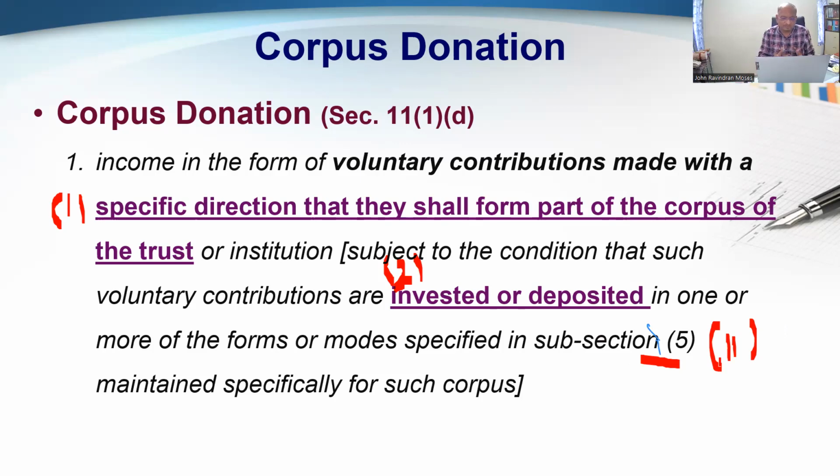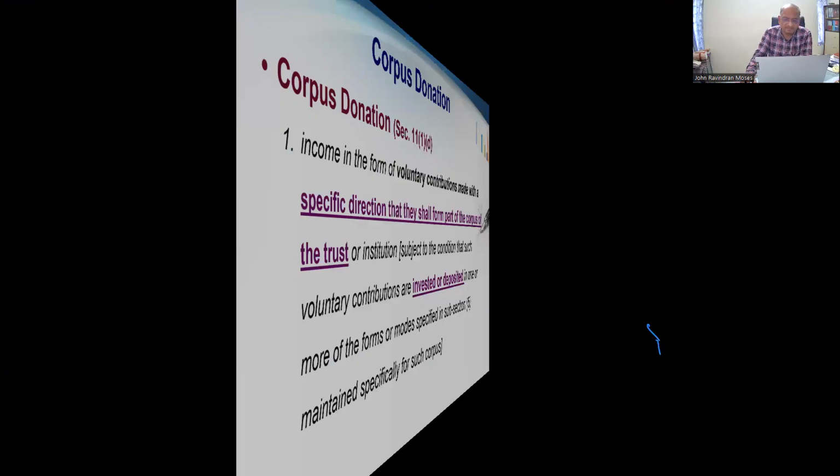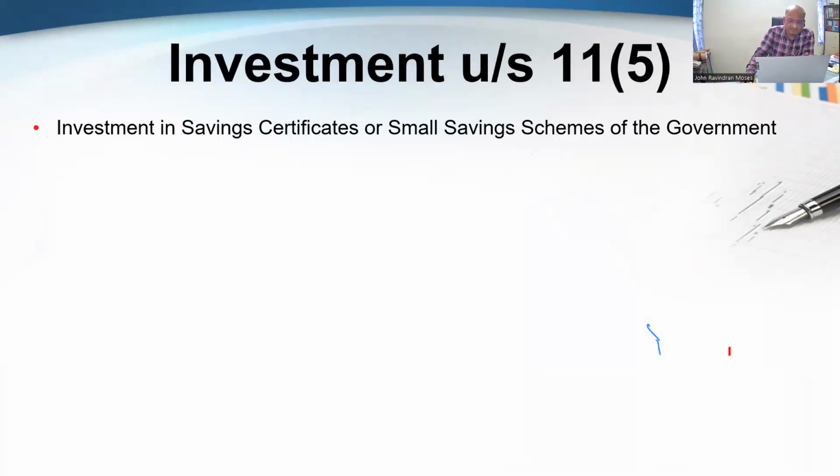Supposing you receive a corpus donation and you get a letter stating that this is corpus, but it is not invested in 11.5, then it will not be a corpus donation. Okay, am I clear? And these are the 11.5 investments.